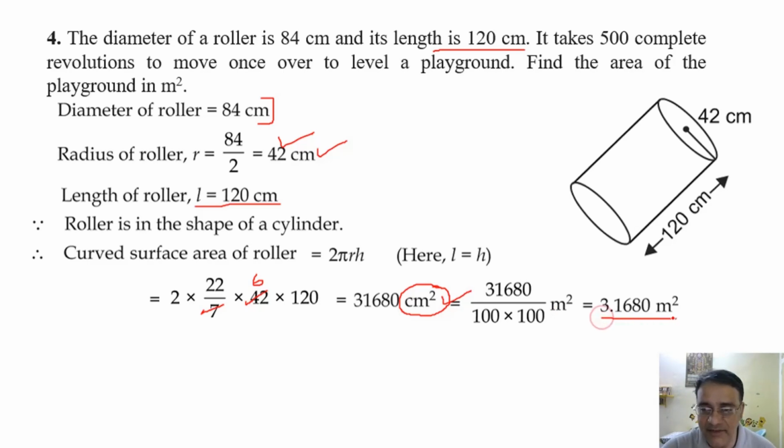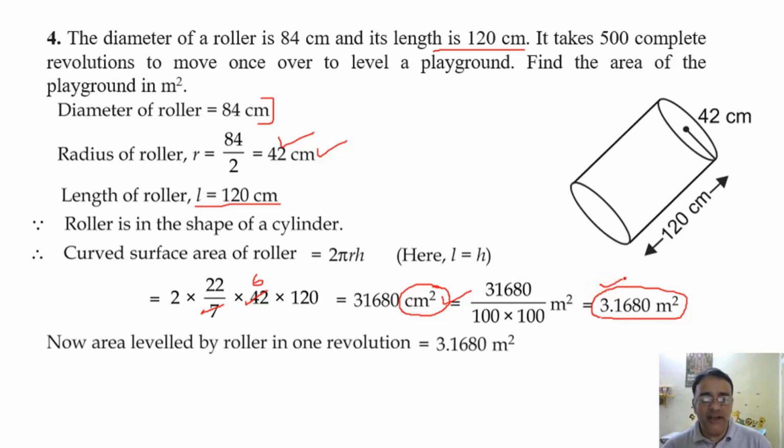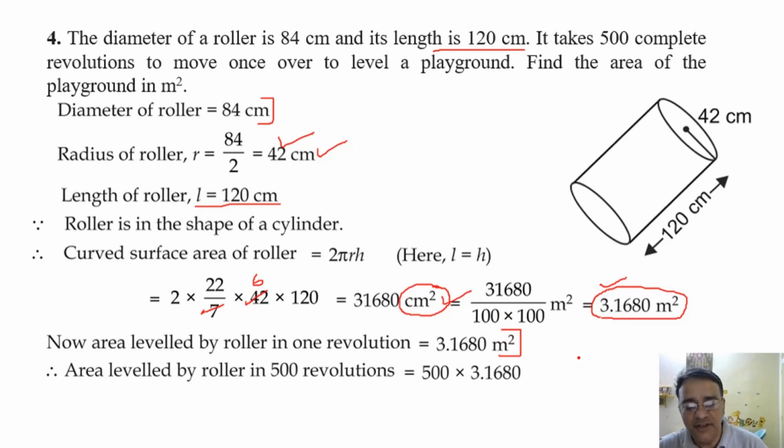Right, so we are finally getting 3.1680 meter square for one revolution. So for 500 revolutions, 500 into this one. Okay? Now the area leveled by the roller in one revolution is this one, so in 500 revolutions, multiply by 500. If you multiply by 500, remove these two zeros and the decimal point will come here.